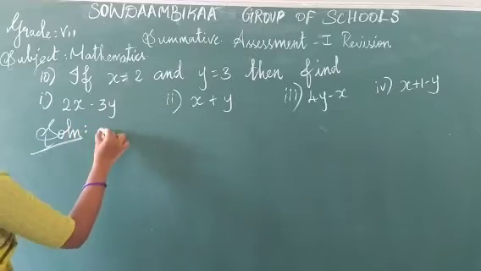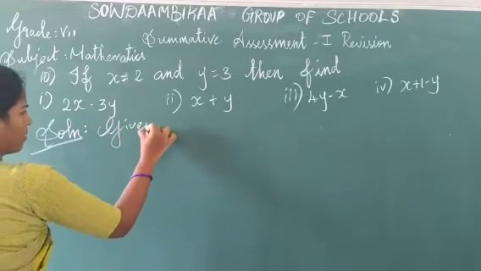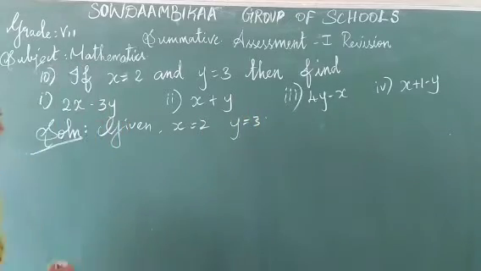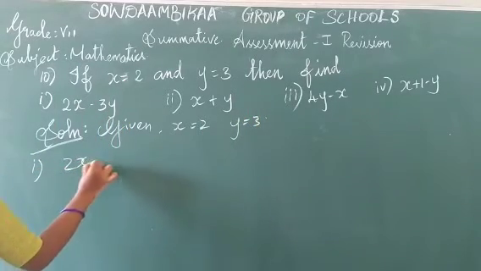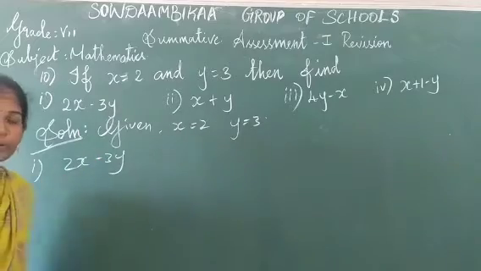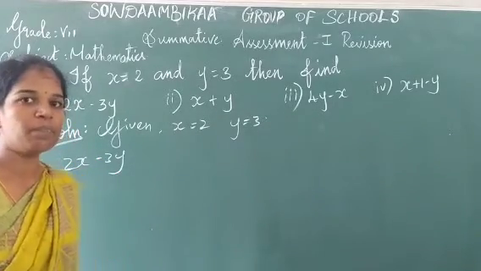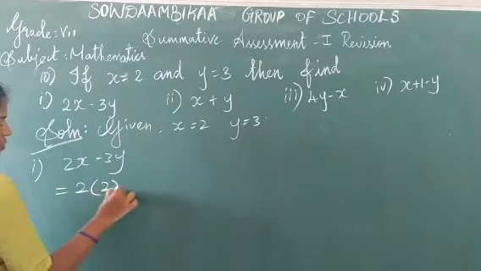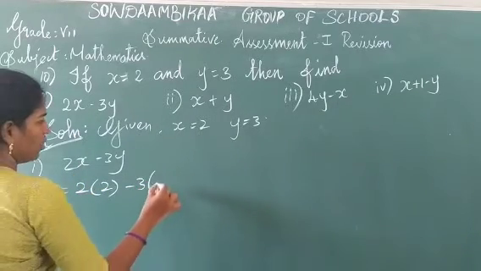First write down the given values. x is equal to 2 and y equal to 3. What is the first condition? 2x minus 3y. Substituting x and y values here, then we have to get the answer. 2 into what is the x value here? 2 minus 3 into what is the y value?